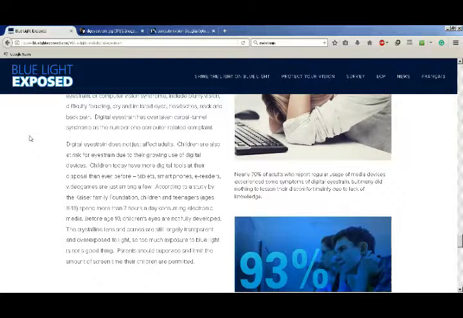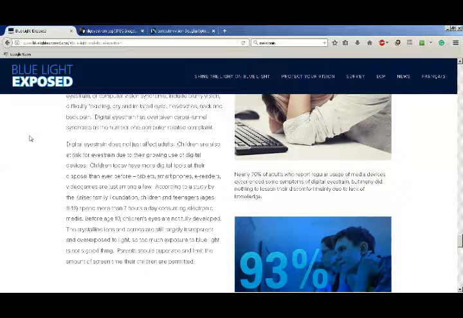Okay, digital eye strain does not just affect adults. Children are also at risk for eye strain due to their growing use of digital devices. Children today have more digital tools at their disposal than ever before. Tablets, smartphones, e-readers, video games are just among a few. My advice for anyone out there is keep your kids off of this technology as long as you possibly can.